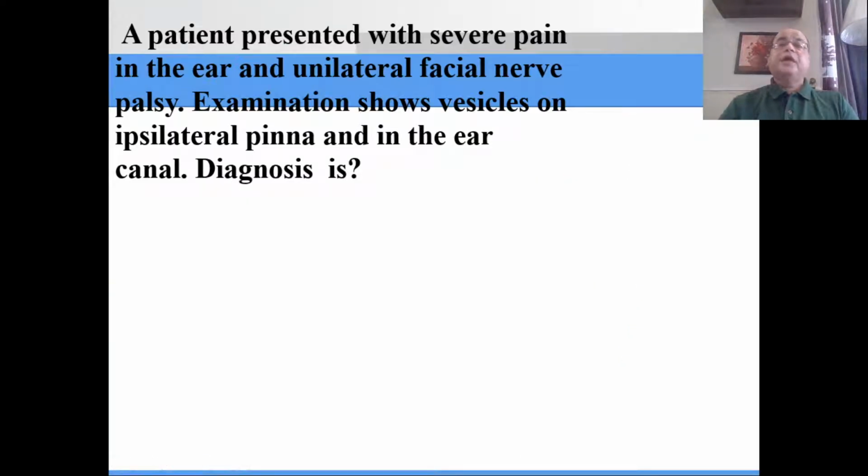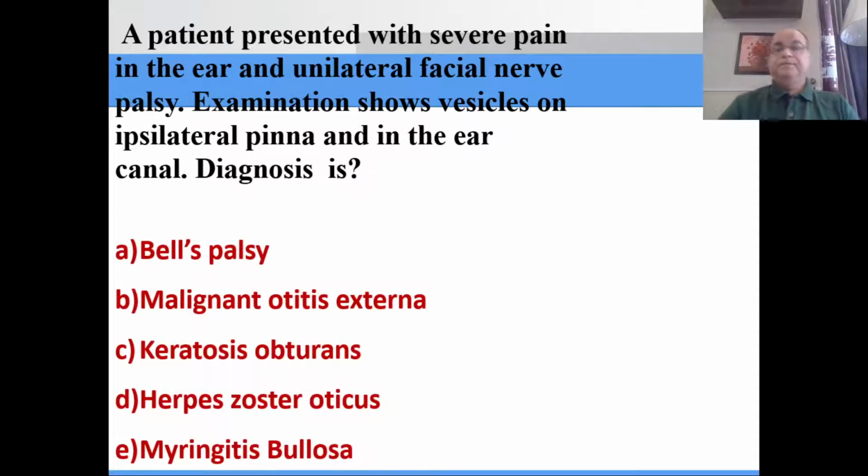Moving on, a patient presented with severe pain in the ear and unilateral facial nerve paralysis. Examination again showed vesicles on the ipsilateral pinna and in the ear canal. So what is the diagnosis? As we just discussed in the previous slide with that lady, almost the same picture is here also, that there are vesicles involving the external auditory canal and the pinna along with facial nerve paralysis. So that's what is called herpes zoster oticus.